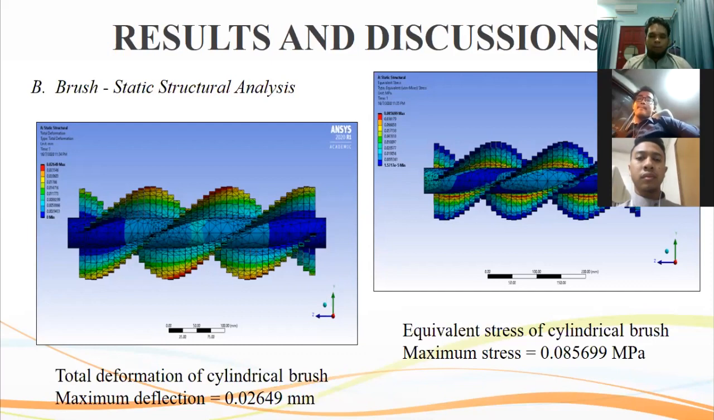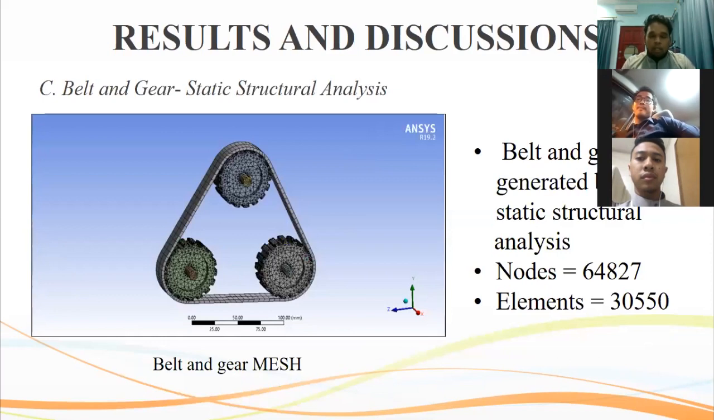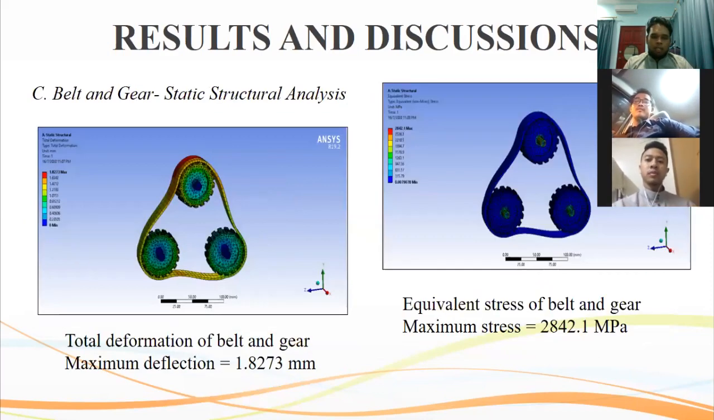So for the butt angle, we use a static structure analysis. As you know, we should use the transient structure analysis, but I think it's quite difficult for us to do it in ANSYS. The butt angle mesh generated has 64,837 nodes and 30,550 elements. We got the result for the butt angle analysis, which is total deformation and equivalent stress. The maximum deflection we got is 1.8273 millimeter, and the maximum stress is 2,842.1 MPa.